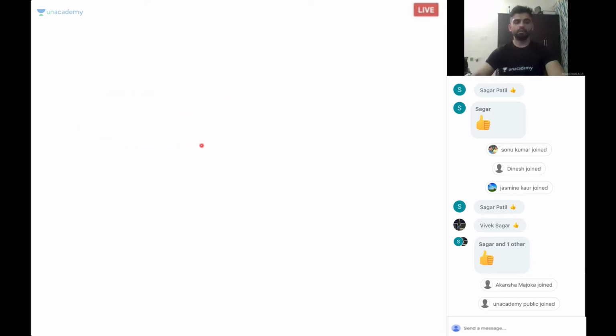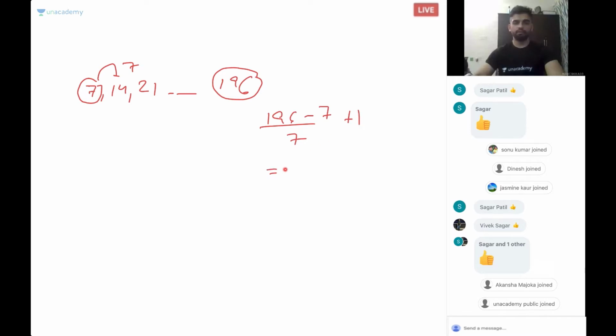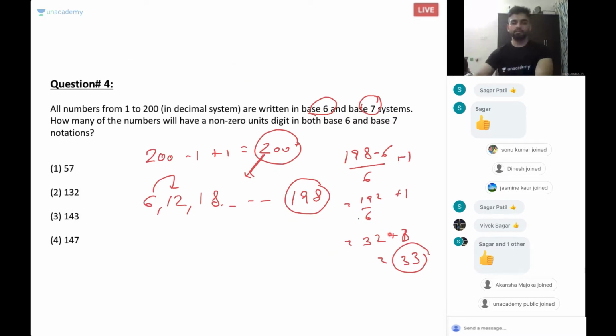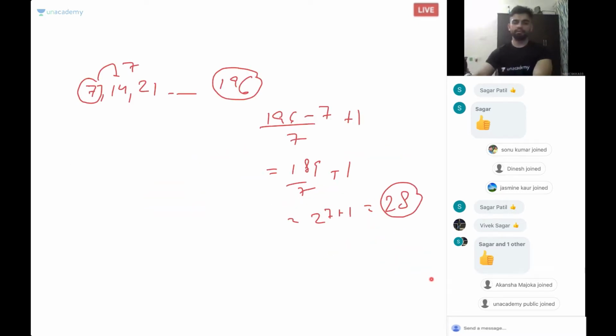Okay. Likewise, number of multiples of 7 will be something like this: 7, 14, 21, and so on up to 196. First term is 7, last term is 196. The common difference is 7. This is an AP. Number of terms will be the last term minus the first term upon the common difference plus 1. That is 189 upon 7 plus 1. That is 27 plus 1. That is 28. So there are 33 multiples of 6 and 28 multiples of 7.